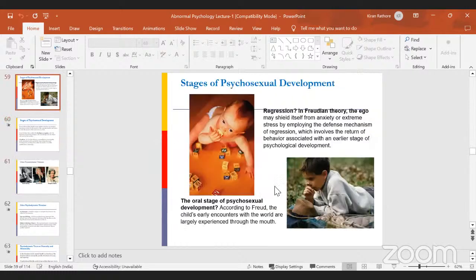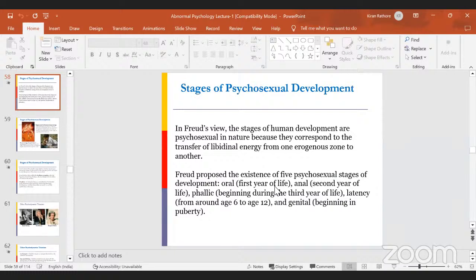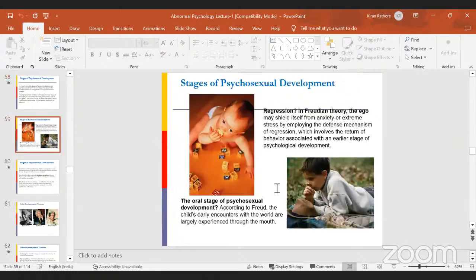And then latency is a stage where development comes to almost like a pause. Here, the emphasis is placed on the child starting to socialize. The child will start to develop his socialization skills, so 6 to 12 years are very critical for the social development of a child. Then comes puberty, and we all know what happens in puberty. The adolescent suddenly starts to realize that there is something called the opposite gender, and starts to go through and experience all those phases.